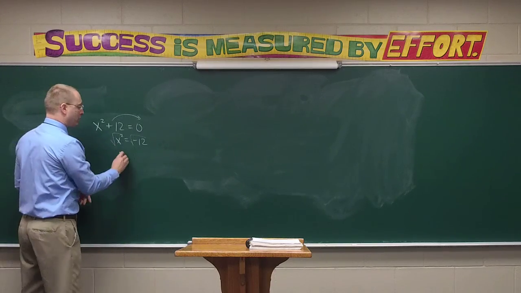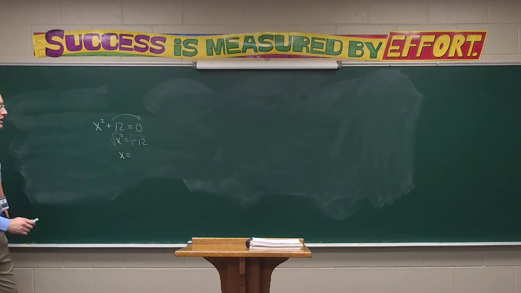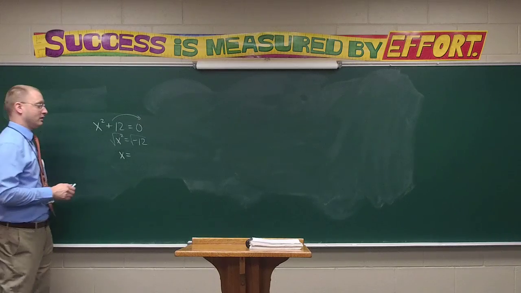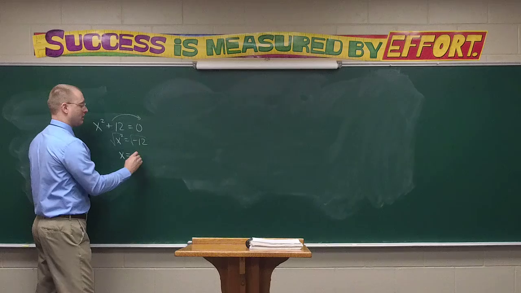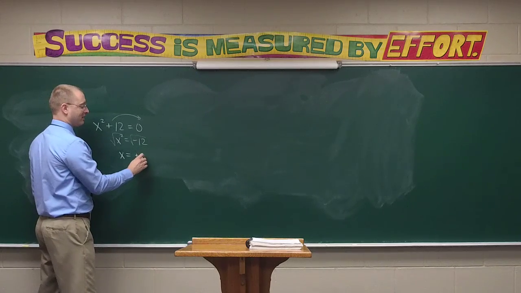But you do get imaginary roots here. What do you end up with when you take the square roots of negative 12, JB? Positive, negative. Let me see. 4.